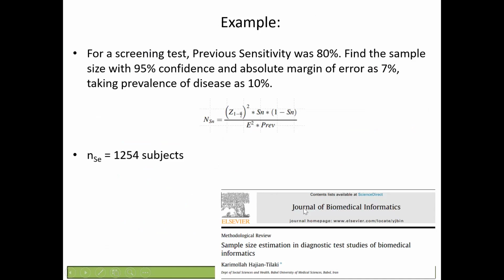This is an example I have taken from this journal for a screening test where sensitivity is more important. The sensitivity from literature is 80%. Find the sample size with 95% confidence and absolute margin of error as 7%, taking prevalence of disease at 10%. If we fit all these values in this formula, we get a sample size of 1,254 subjects.